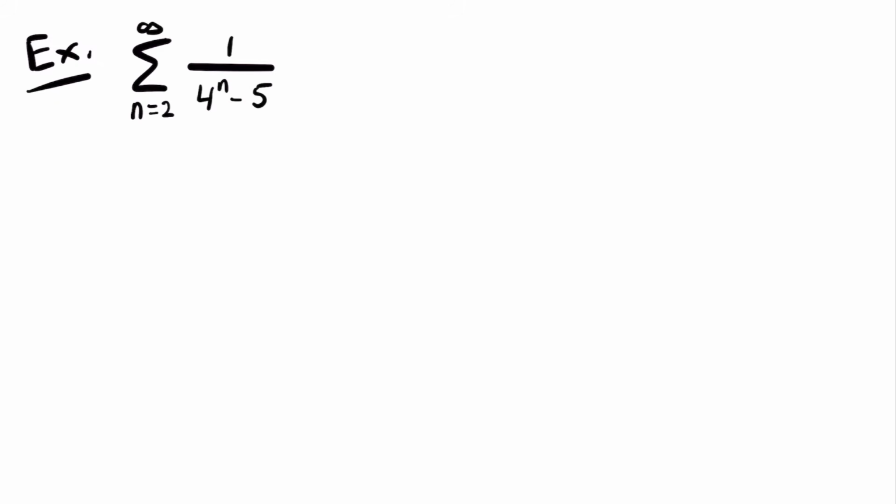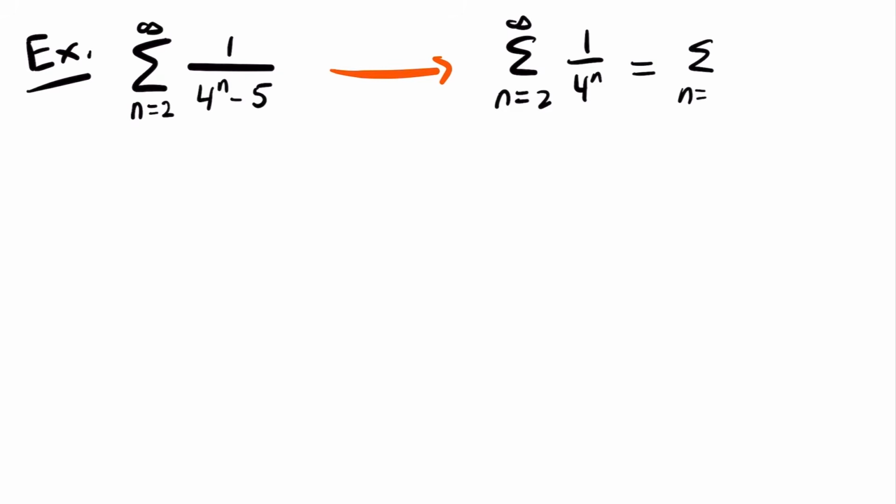Now, in this case, we don't have n raised to a power, but we do have 4 to the power of n in our denominator here. And so this series is very similar to a geometric series, right? We could compare this series to the sum from n equals 2 to infinity of 1 divided by 4 to the power of n. All right, and that is equal to the sum from n equals 2 to infinity of 1/4 to the power of n.